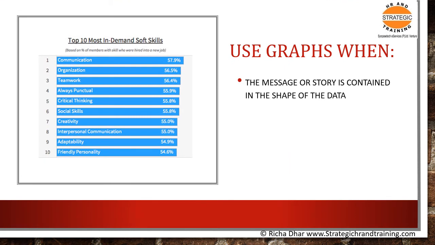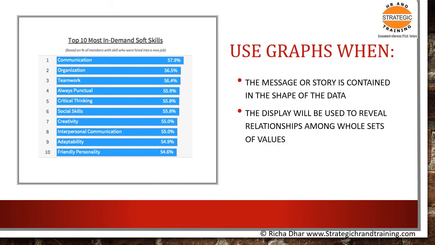You can also use graphs when the message of the story is contained in the shape of data. As you can see on the screen, 10 most in-demand soft skills. Well, communication tops the chart with 57.9% companies saying it's the most important skill we want in our fresh hires. So here you have the data with each of the skills, and you can pick up any one of them to represent whichever you want to talk about, how important it is in comparison to the others. So it is giving a specific message.